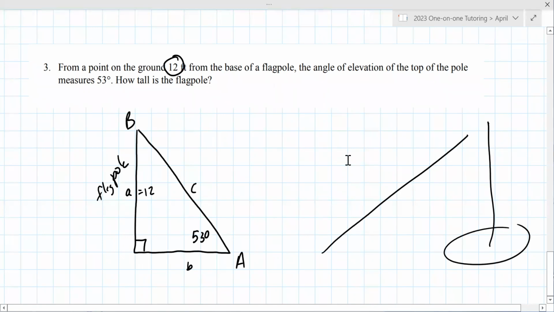12, 12 feet from the base. From a point on the ground, 12 feet from the base of a flagpole.